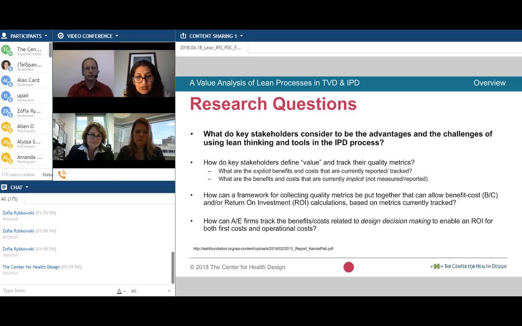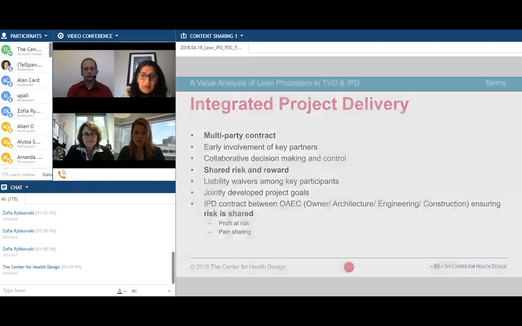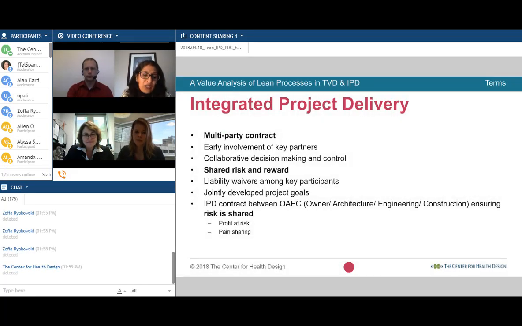At the bottom of your screen here, you will see a link to the PDF of the full report, which is openly accessible through the Academy. Our focus here is really on the journal article that we published in HERD, which addressed the first question. But before we start, we want to make sure that we have a deep understanding of the terms that we are using, and I'll hand that over to Zofia.